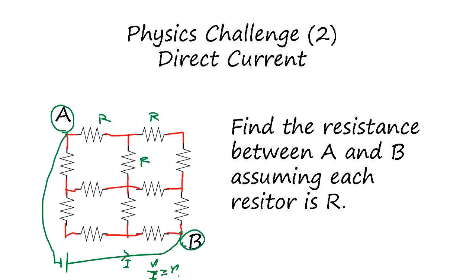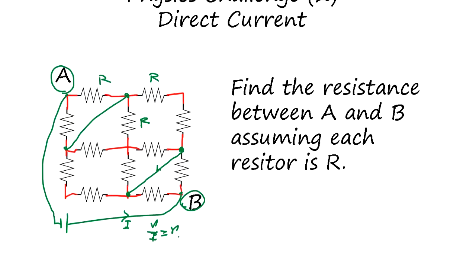Okay, so again it's symmetric. So what happens is, if you look at this node voltage and this node voltage, it's the same. So if you connect them, there's no current. Doesn't matter, right? So this and this are the same. You connect them, so it's going to be the same.